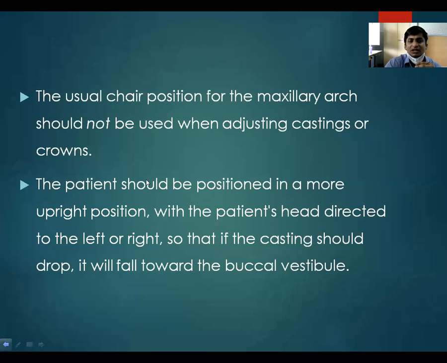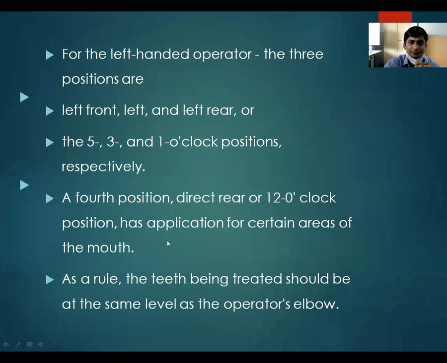Understood? If you are trying a crown in the patient's mouth in the maxillary arch, there are chances that the crown may fall in the throat. So you make the patient sit in the upright position, and the patient's head should be directed towards left or right. If by chance a casting drops or it is not fitting properly, it may fall in the buccal vestibule and not directly into the throat. So while checking the casting or different crowns, you are supposed to make the patient sit in the upright position.